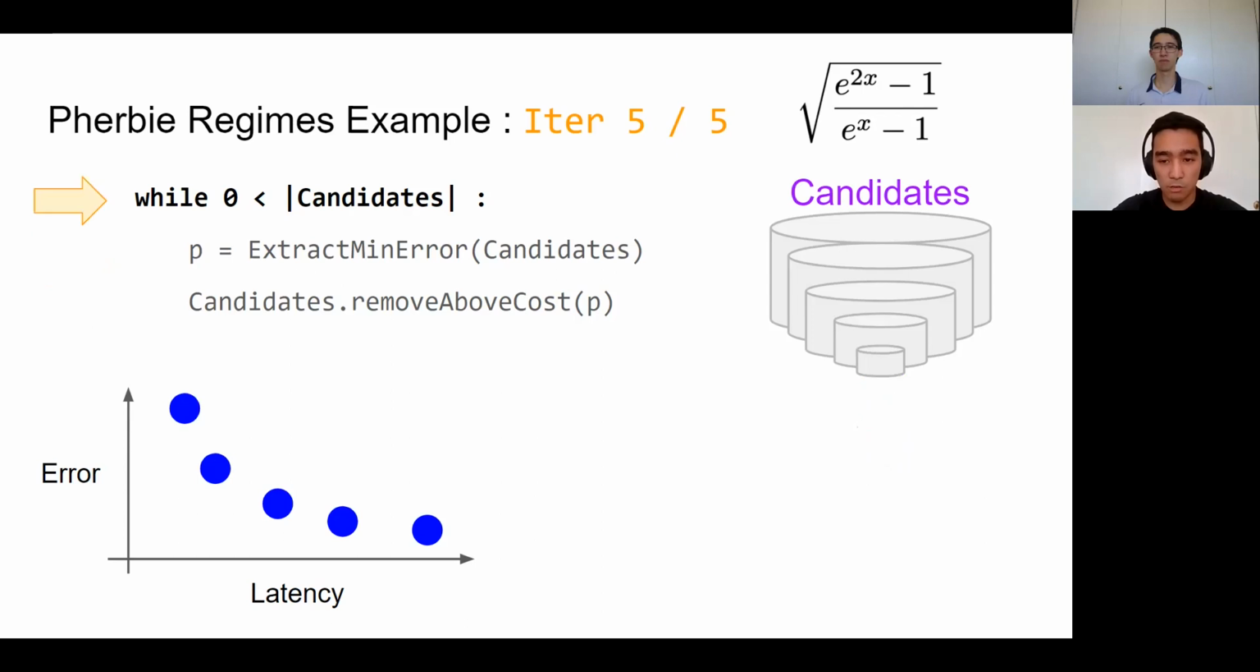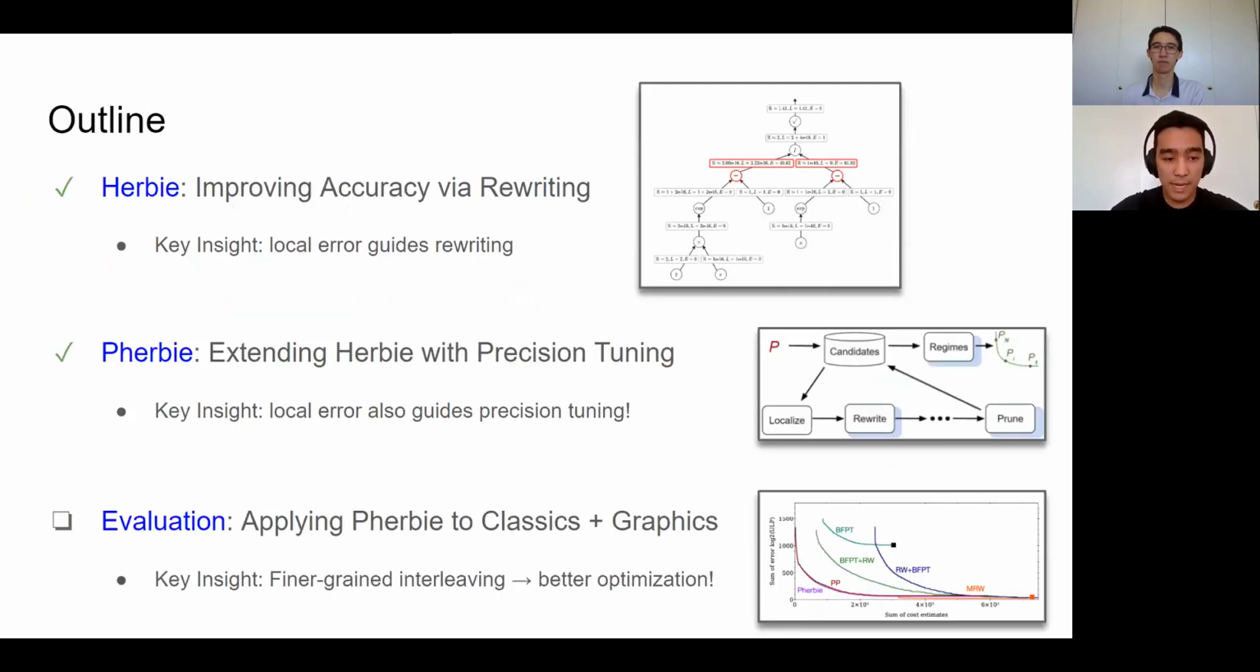And finally, we lower the cost enough so that the candidate table is empty. And as you can see throughout this entire process, we produced the final set of implementations that are Pareto-optimal. So that is Pherbie. Once again, we extended Herbie by adding precision tuning, filtering by accuracy and cost, and extracting multiple expressions through regimes. All right, now let's look at some of Pherbie's results on some benchmarks.